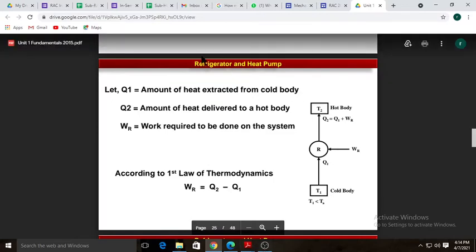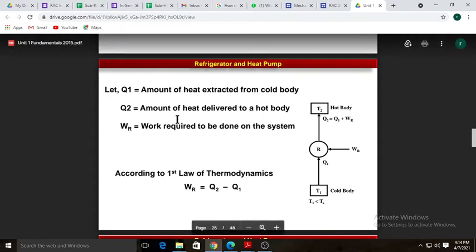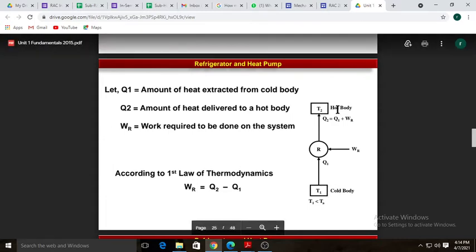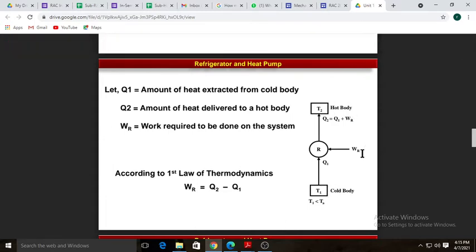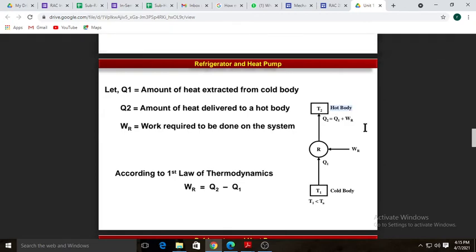So what is a refrigerator? A refrigerator is a device which is used to keep a low temperature body below the atmospheric temperature and maintain its temperature. Here you can see T1 is the temperature of the cold body and T2 is the temperature of the hot body. We are supplying work to the refrigerator to extract heat from the low temperature body and supply it to the hot body. Let Q1 be the heat absorbed from the cold body and Q2 the heat supplied to the hot body.